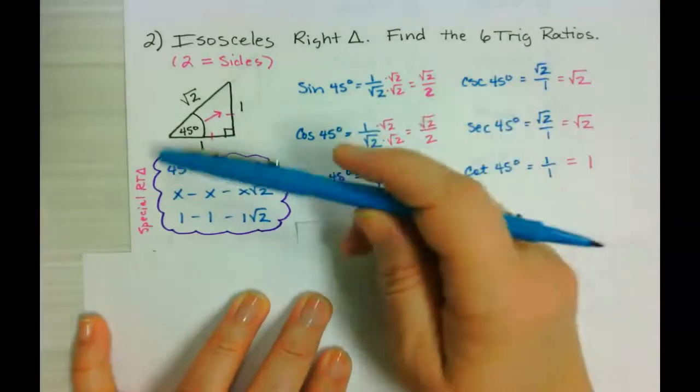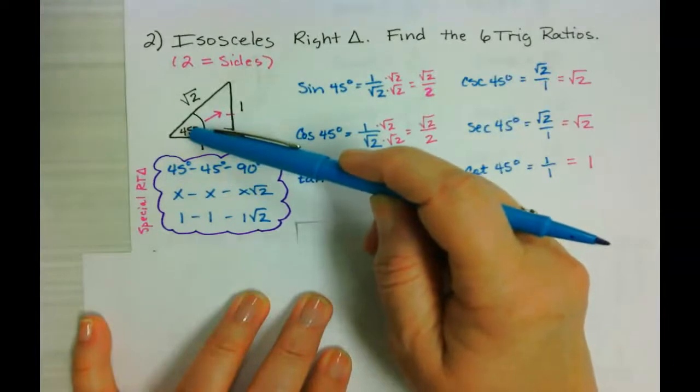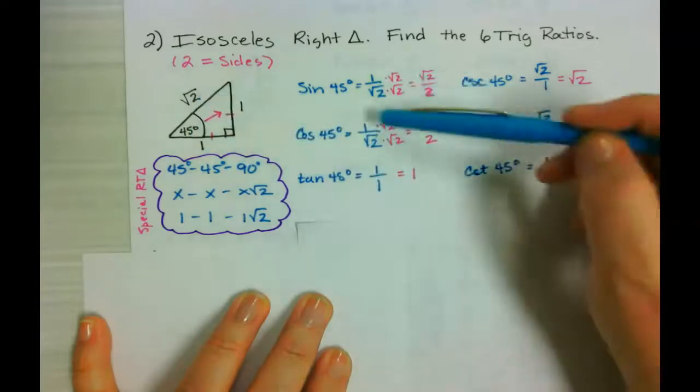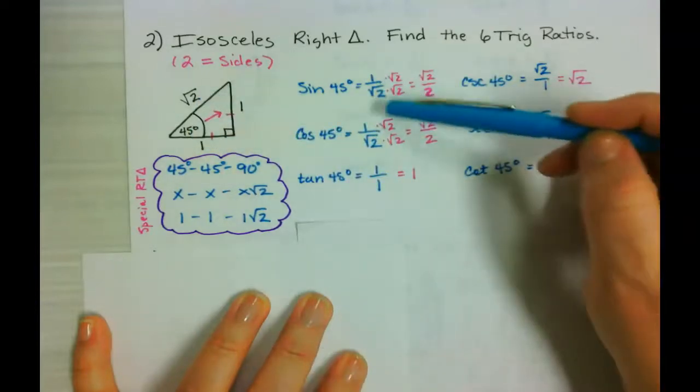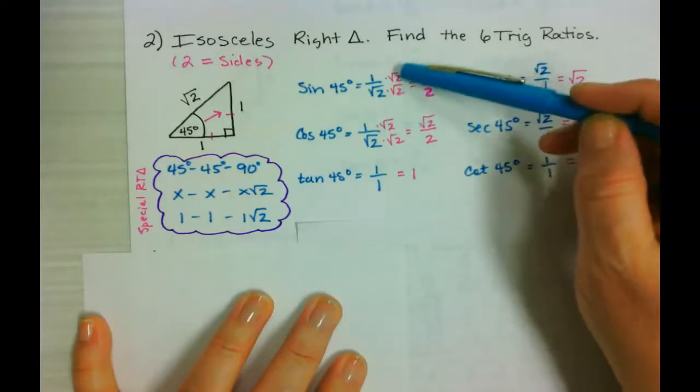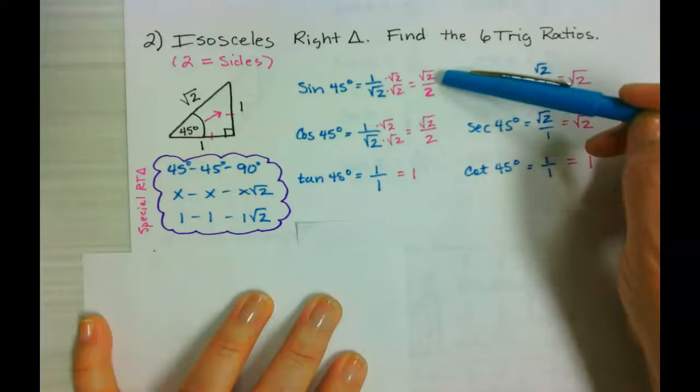So sine of 45 degrees, so from here, I'm going to do sine is opposite over hypotenuse. So opposite over hypotenuse, which gives me this 1 over root 2. And to get rid of the root 2 on the bottom, I'm going to multiply the bottom and the top by root 2, which leaves me root 2 over 2.